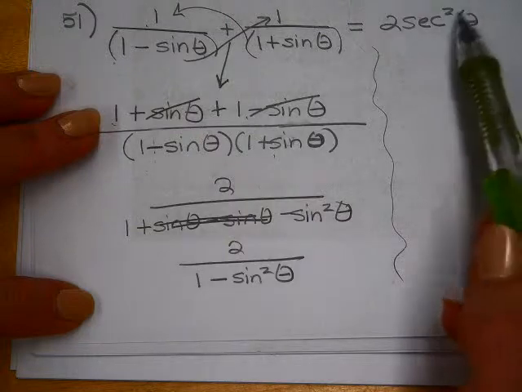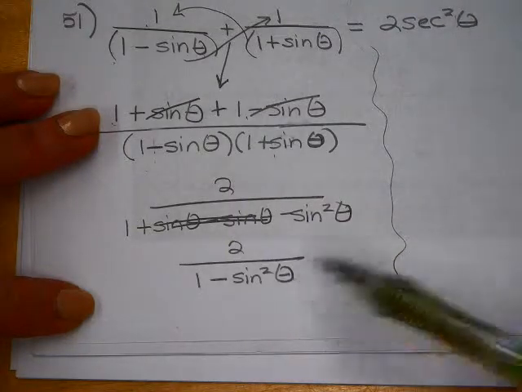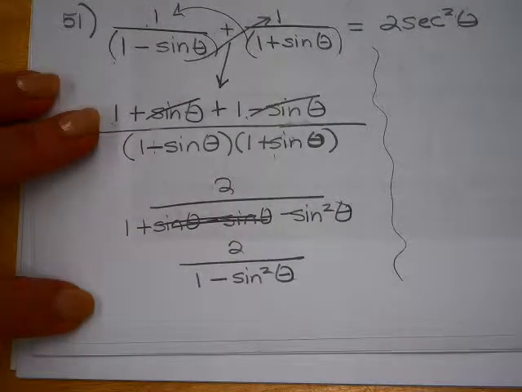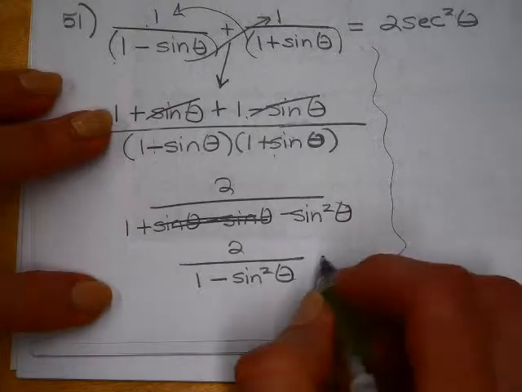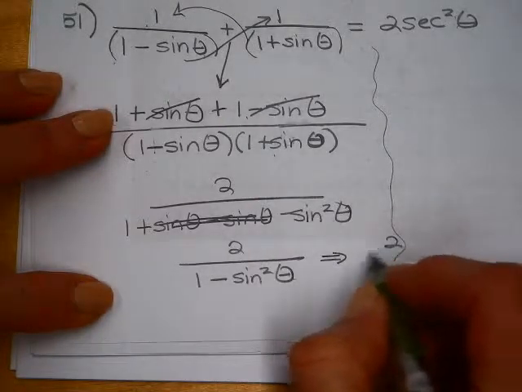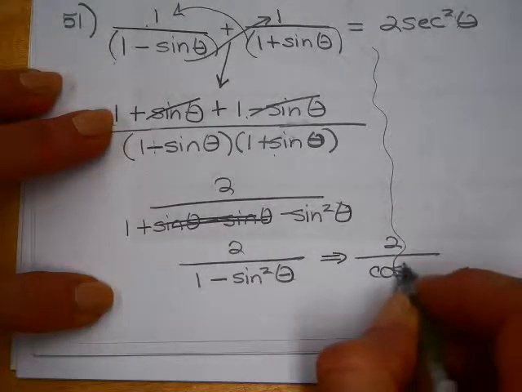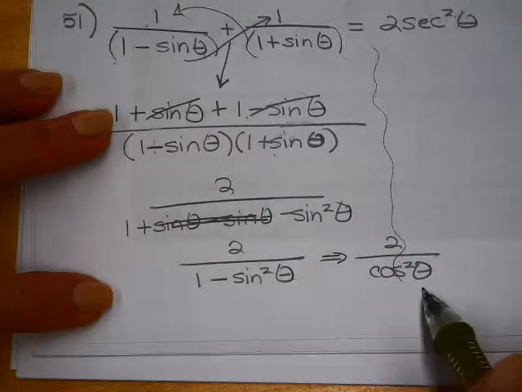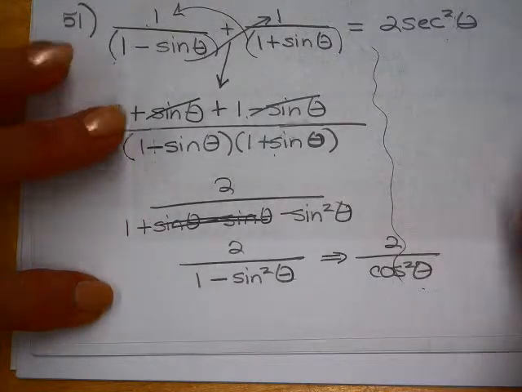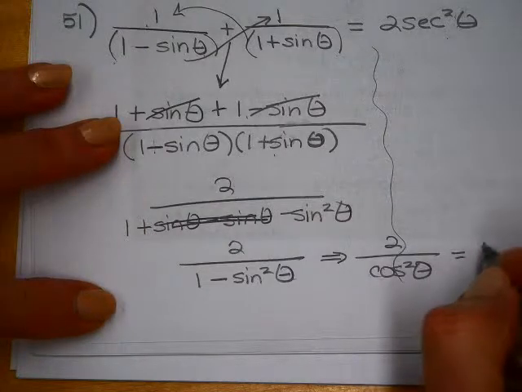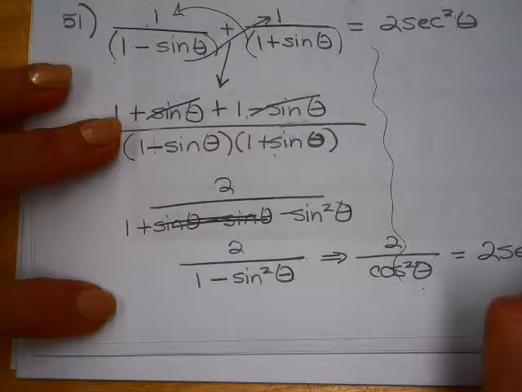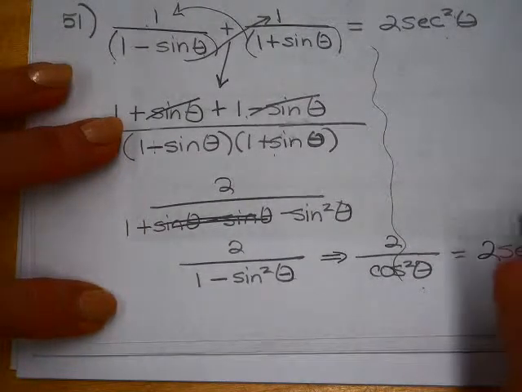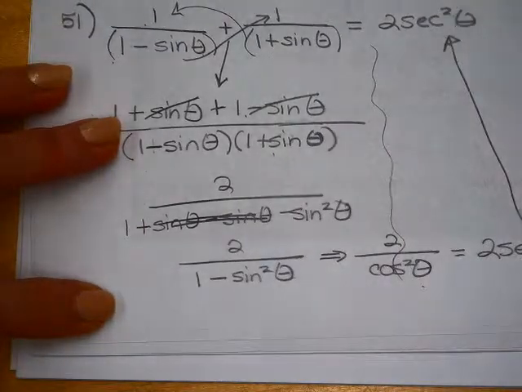Look where you're trying to go. You're trying to get a secant squared. What do you know about 1 minus sine squared? That is cosine squared. So this is 2 over cosine squared of theta. And cosine squared of theta in the denominator, the reciprocal of that is secant squared. So this is 2 secant squared. And that matches.